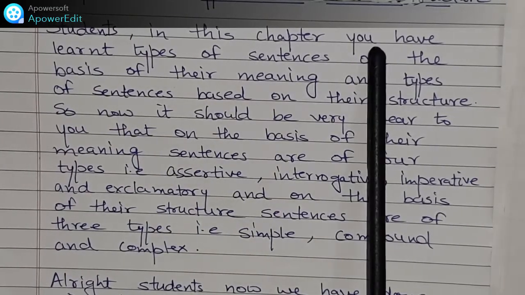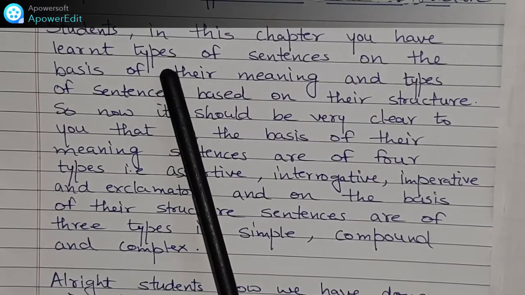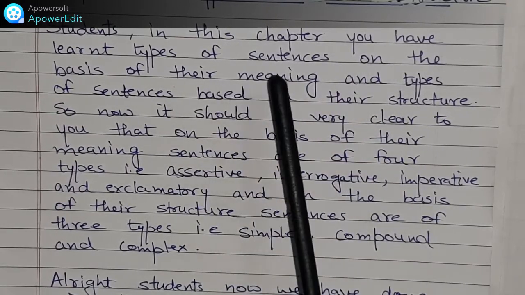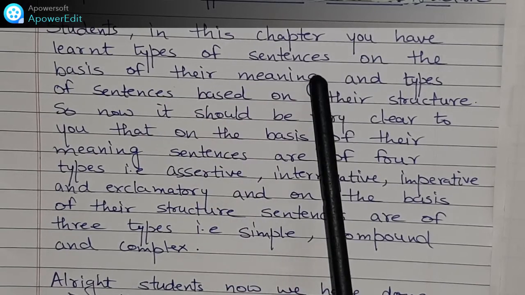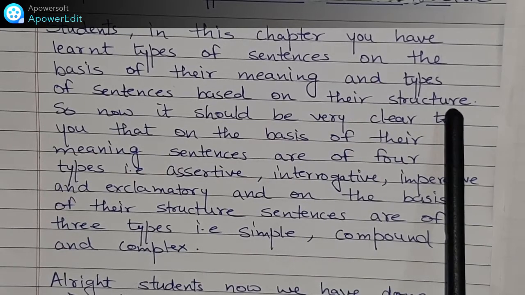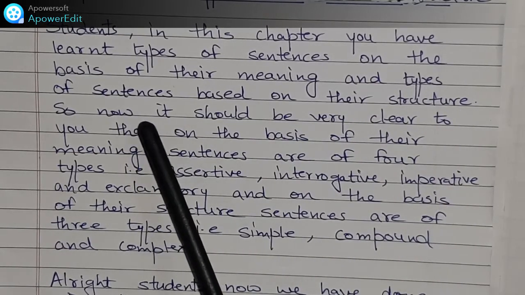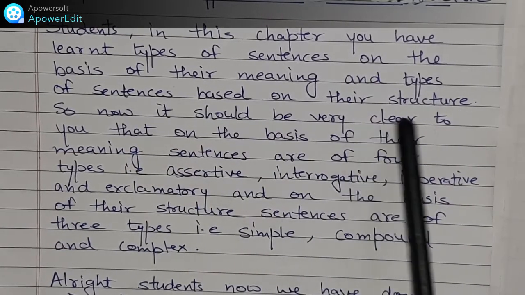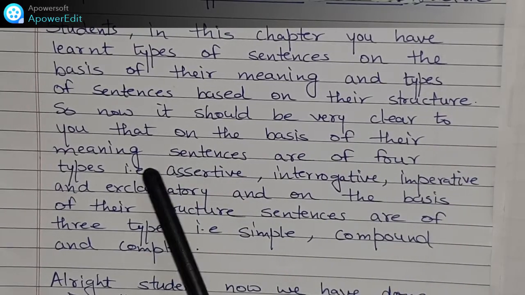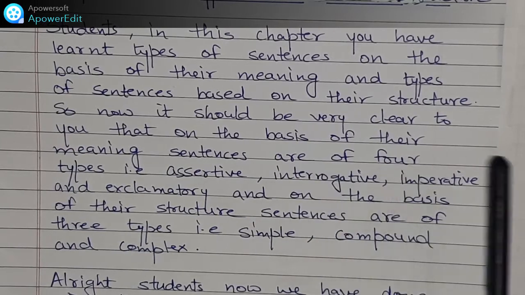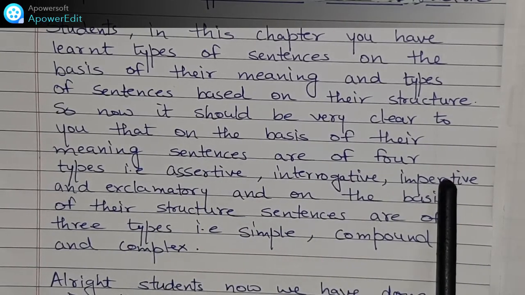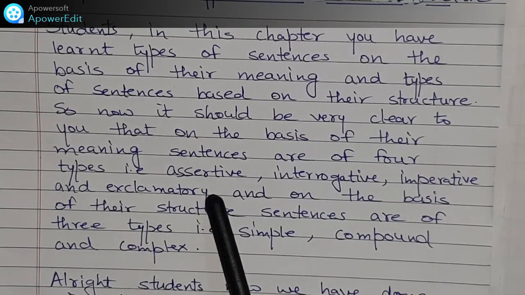Students, in this chapter, you have learned types of sentences on the basis of their meanings and the types of sentences based on their structure. So now it should be very clear to you that on the basis of their meaning, sentences are of 4 types: assertive, interrogative, imperative, and exclamatory.